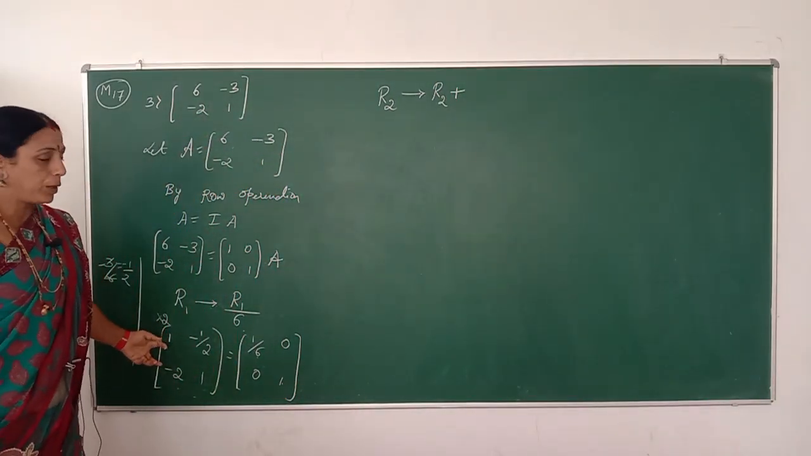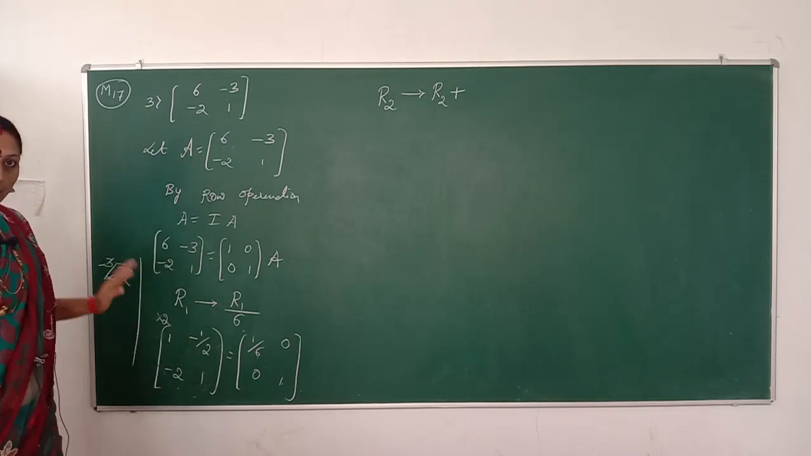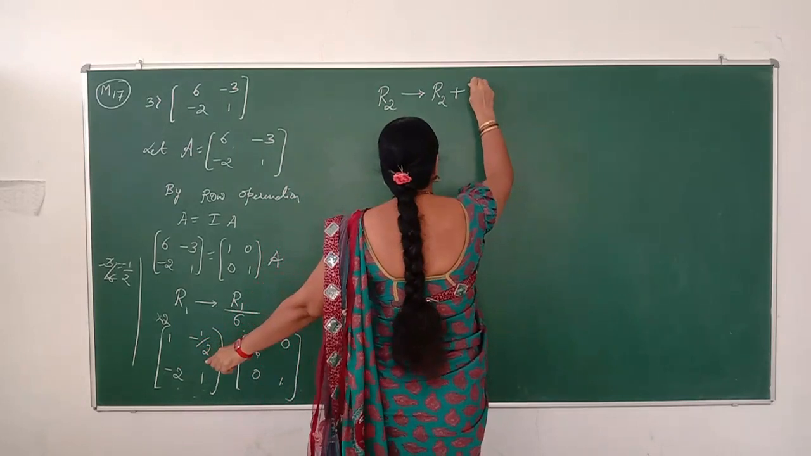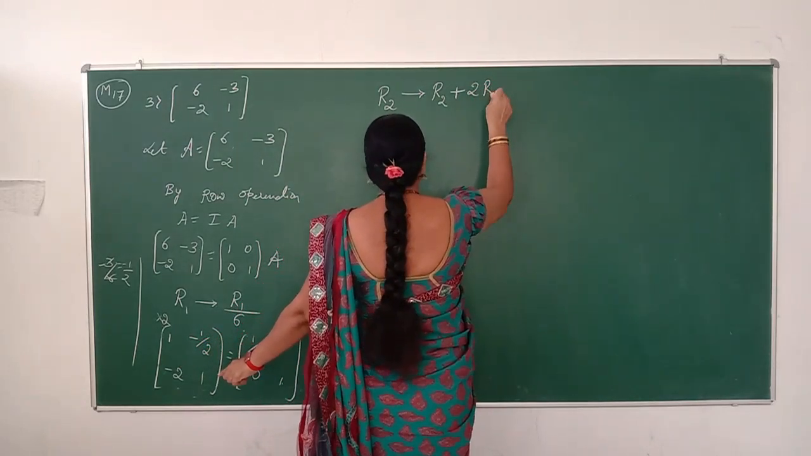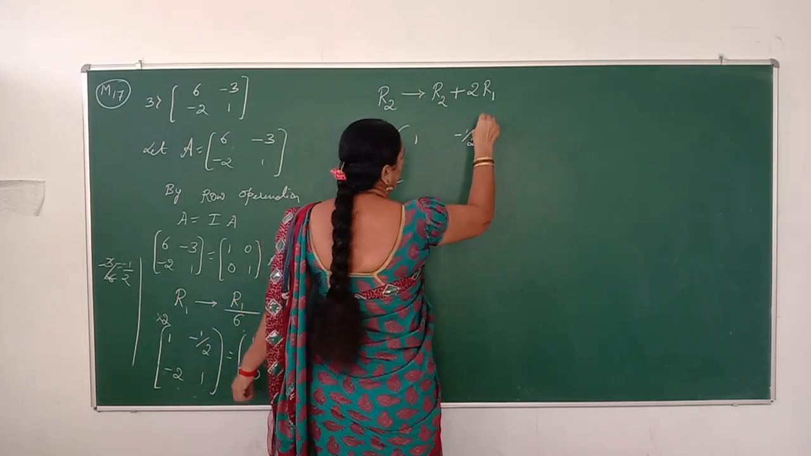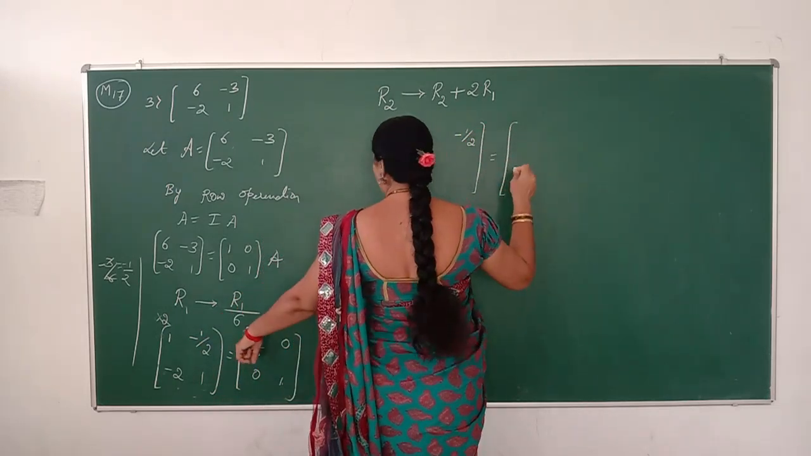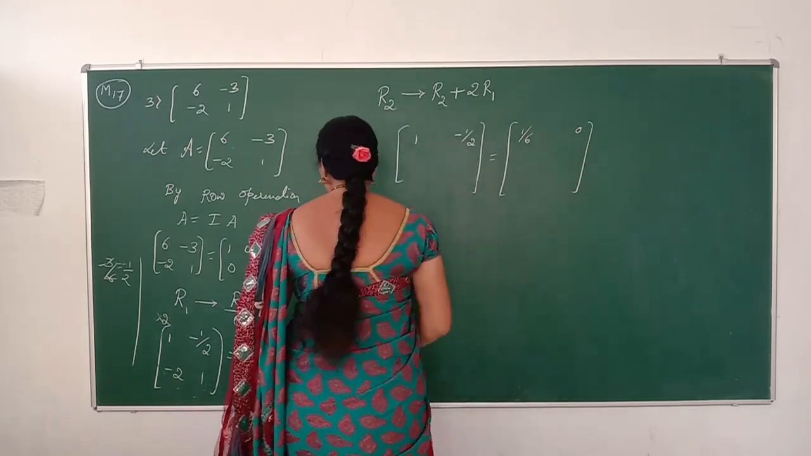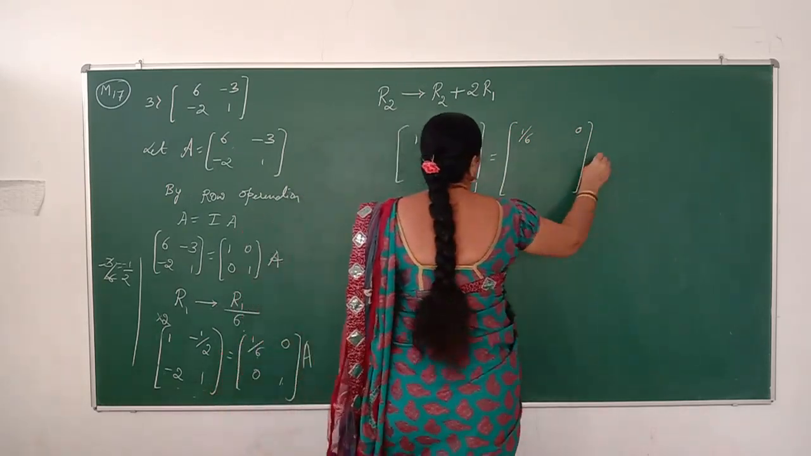So both will be positive or both will be negative, so subtract that equation: R2 plus 2 times R1. Therefore the first element is 1 minus 1 by 2, and the right hand side is 1 by 6, 0. These are the elements of the first row of A.